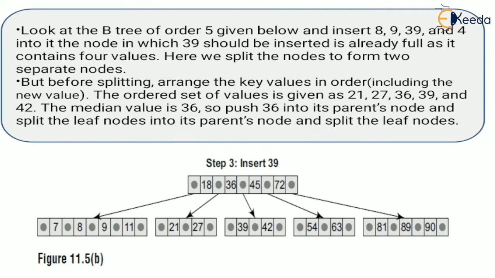Now look at the B tree of order 5 given below. We have to insert 8, 9, 39. The node in which 39 should be inserted is already full and contains 4 values. If we want to insert 39 here, it is already full because it follows the rule of m minus 1. So here the 4 keys are already available inside the leaf node.